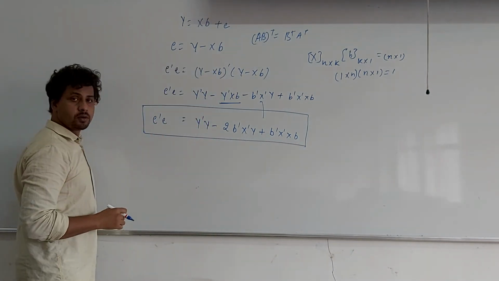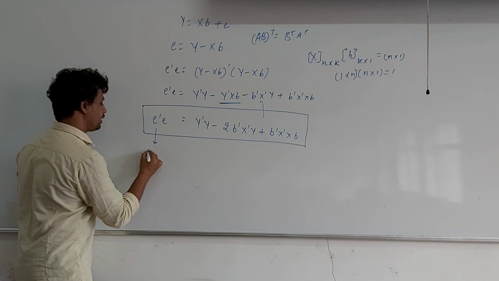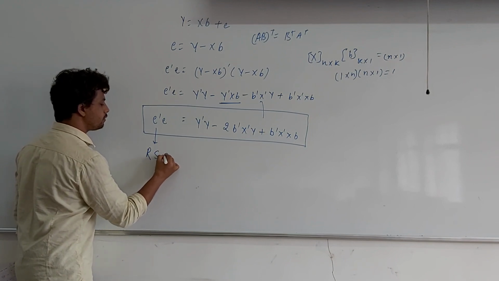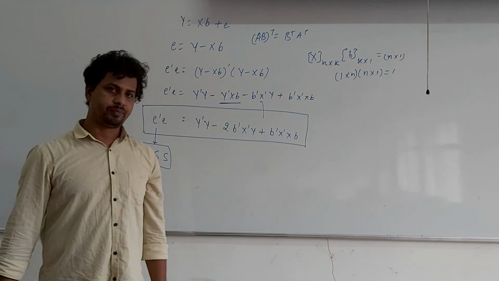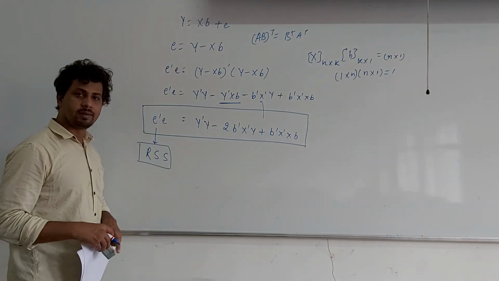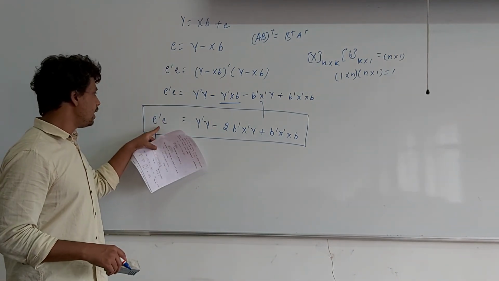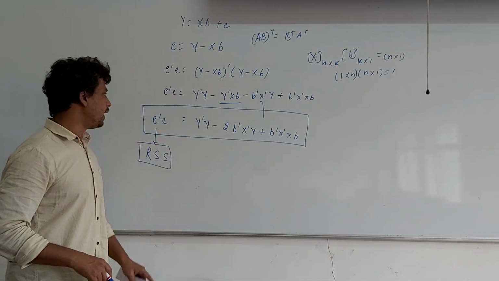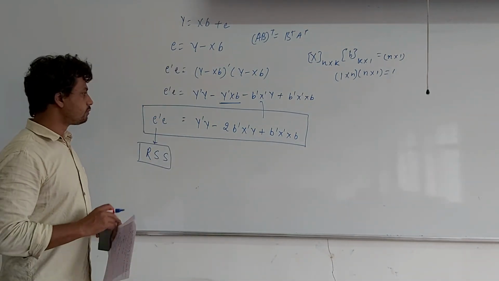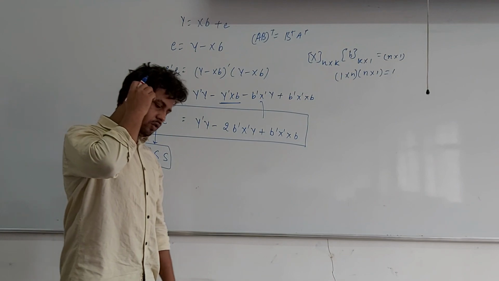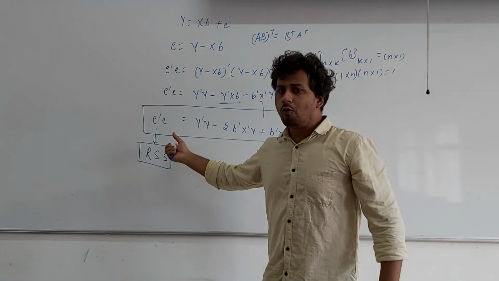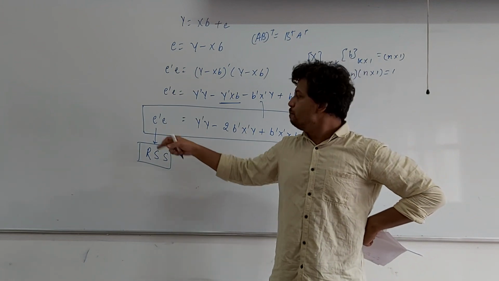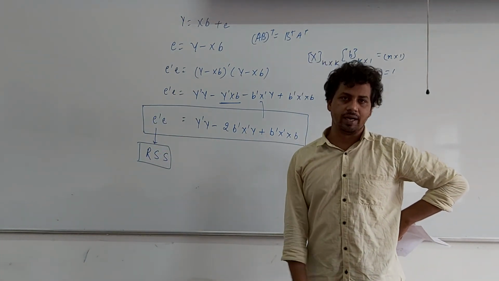this E transpose E is also called the residual sum of squares. In short notation it is known as RSS. So E transpose E is nothing but the sum of squared residuals, and this is the term that we obtain after this algebra. Now, what does OLS talk about? What we want to do is to minimize this residual sum of squares.